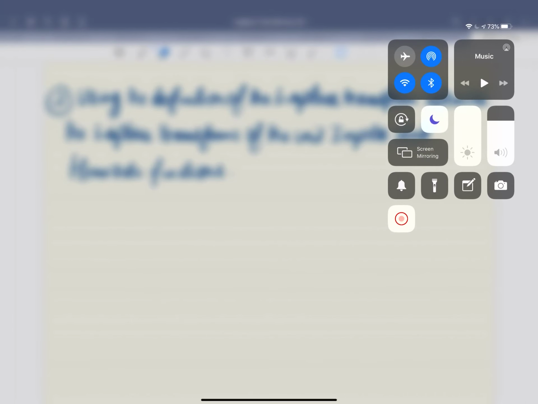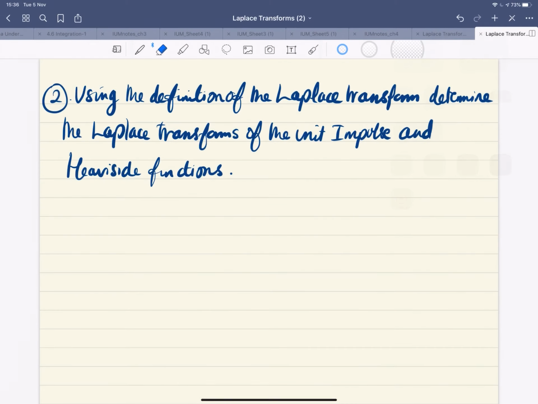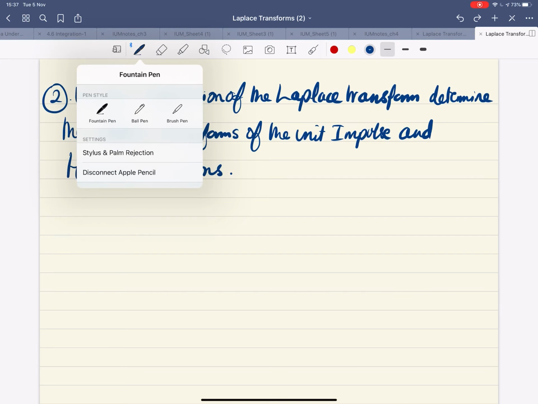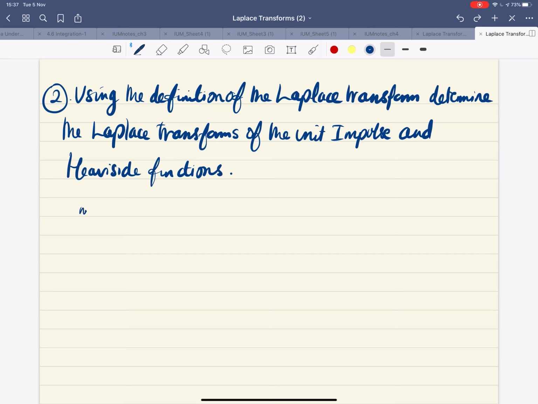Okay, right, I'm going to attempt to do question 2 now, which is: using the definition of the Laplace transform, determine the Laplace transforms of the unit impulse and the unit Heaviside functions. So let's start with the unit impulse. Just do this a bit different so it looks different.